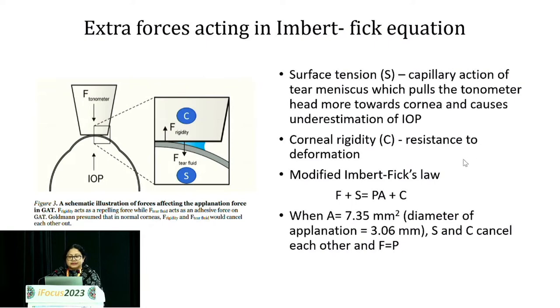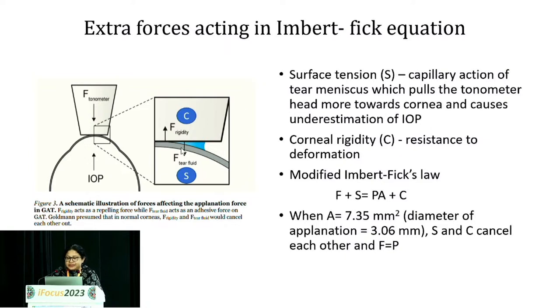But there are some extra forces acting in Imbert-Fick's equation: the surface tension, and second, the corneal rigidity. The surface tension is the capillary action of the tear meniscus, which pulls the tonometer tip towards the cornea and causes an underestimation of the intraocular pressure, because the tonometer is itself moving towards the cornea. You don't need additional pressure. So this will give falsely low readings.